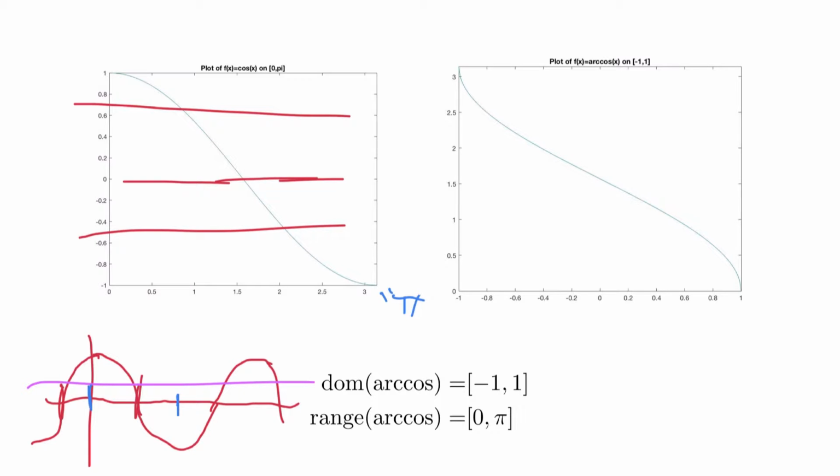And then I compute the inverse function. So notice that the range and the domain switch, as in the case with sine. The domain of cosine, we restricted to be 0 to pi.